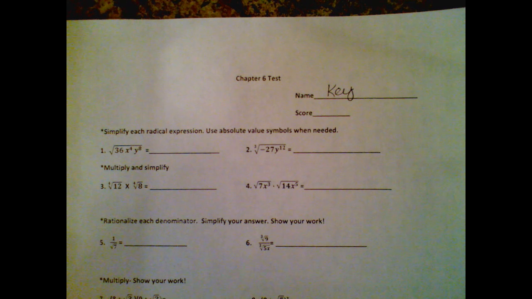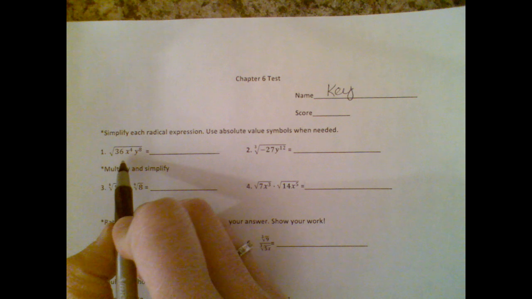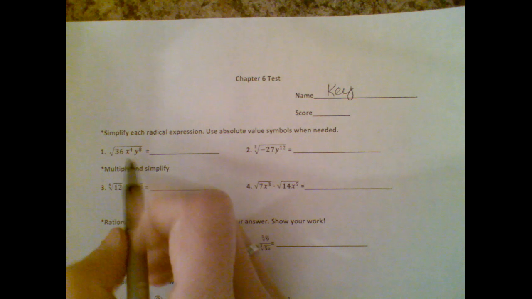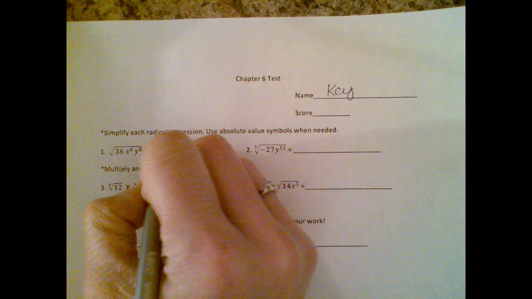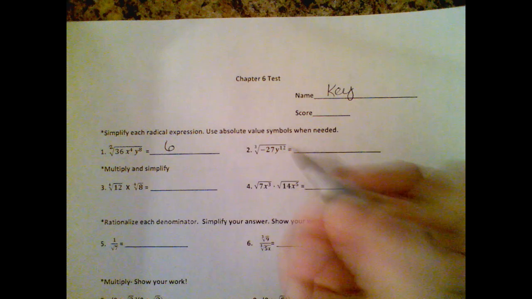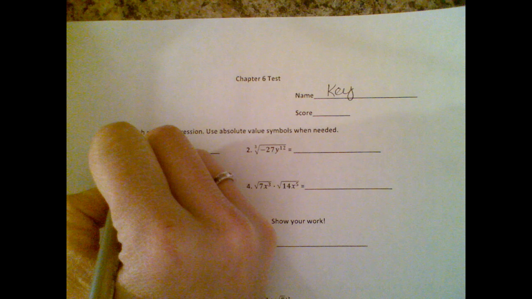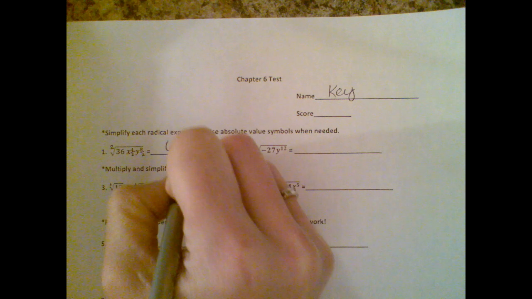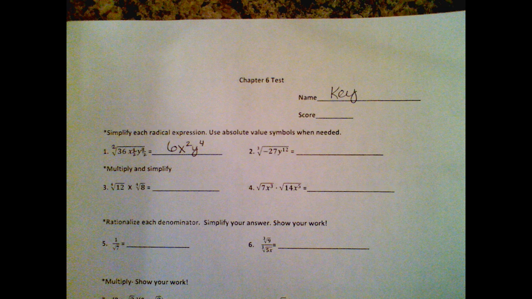So for the first part, it says take the square root of 36. We can put that part onto our calculator. The variables we cannot though. So square root of 36 is just 6. And then since this is the square root, kind of think of it as a 2 there. So for our variables, we can just divide by 2. So we'd have x to the second power, y to the fourth power. And that would be our final answer.